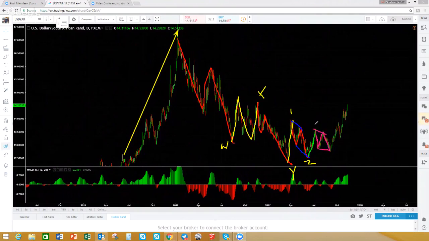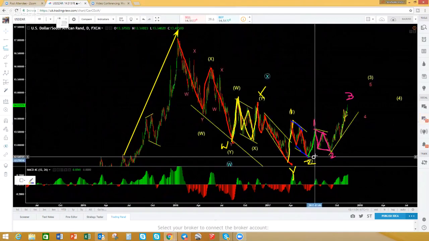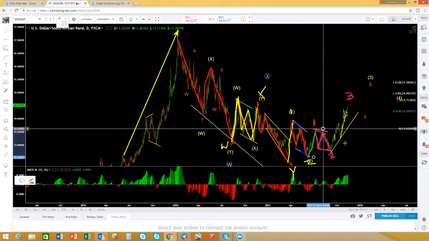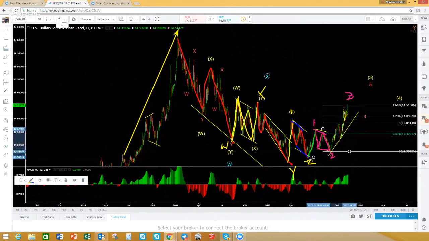Okay, I call this a 1. In the lower degree, 2. So I said I cannot label wave 3 before my wave 3 goes beyond the 1,618 extension of the move. This is my fib extension from 0 to 1 back to 2. I need this wave 3. That's my rules.